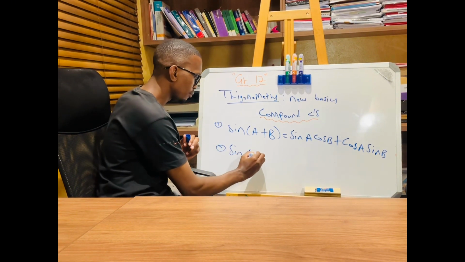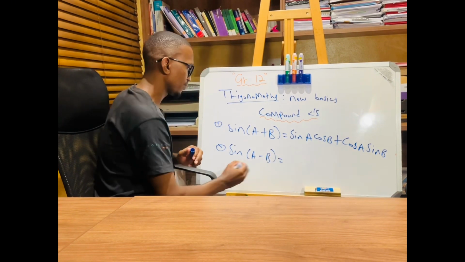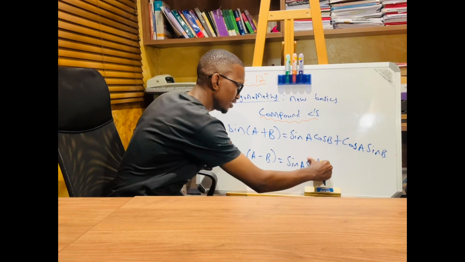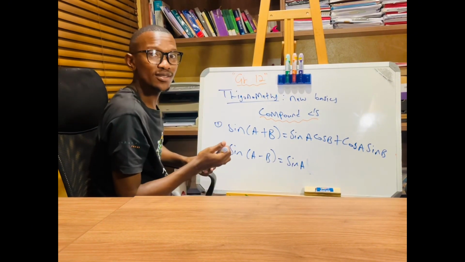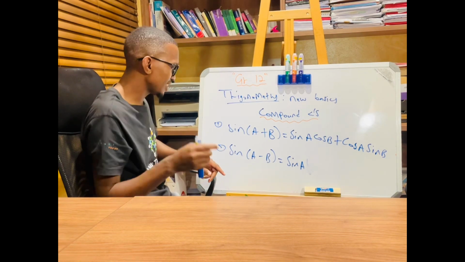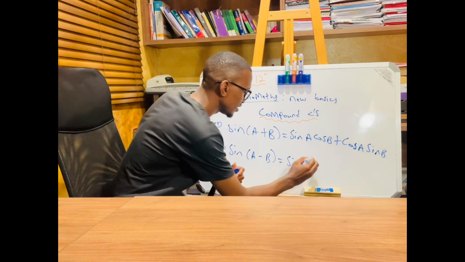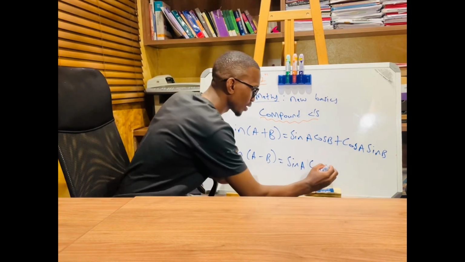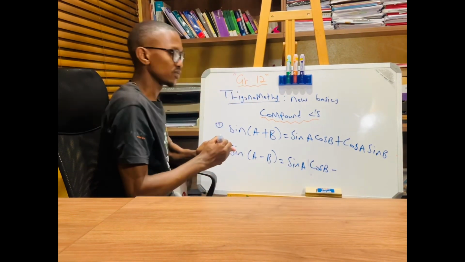Number two, sine of A minus B equals sine A. Then check it out. We're going to have what? Cos B. Cos B. Because it's a minus, we still take it along. Minus. Then it's going to be what?